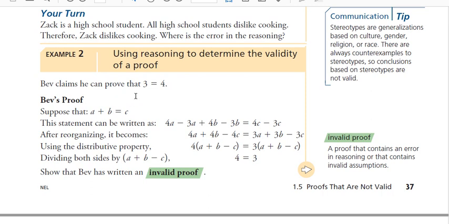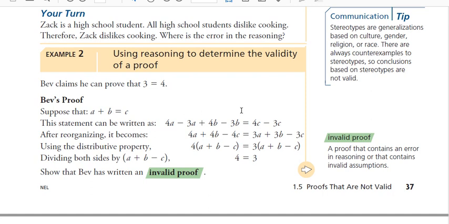Okay. Wholly off track, Batman. Snap back here. So Bev, apparently male, can prove that 3 equals 4. Let's take a look at Bev's proof. This is on page 37. Follow along up here or in your textbooks, please. Suppose that A plus B equals C. This is his starting assumption. This statement can be written as, so what's happening here? A could be written as 4A minus 3A. See that? That little chunk represents A. This little chunk, 4B minus 3B, represents 1B. And over here, 4C minus 3C represents 1C.